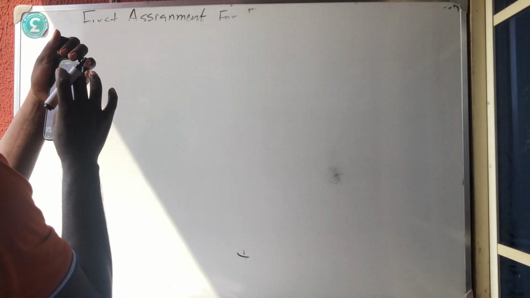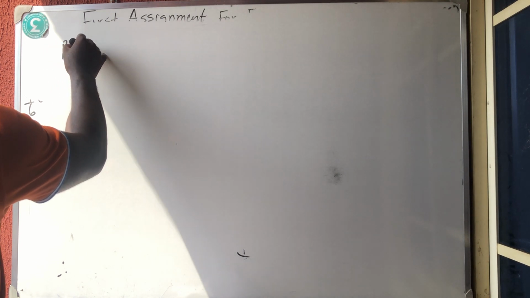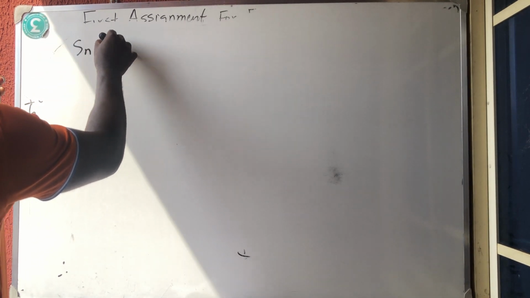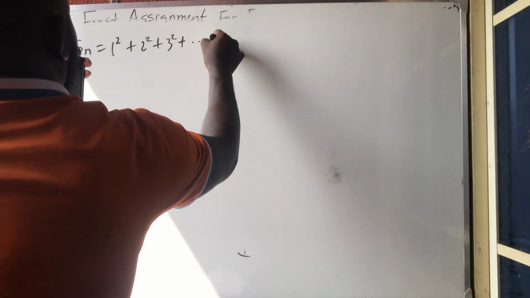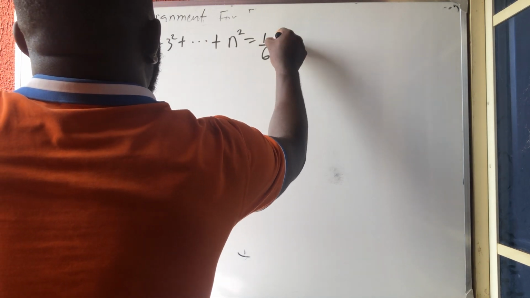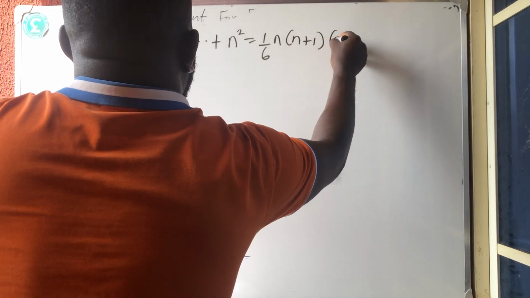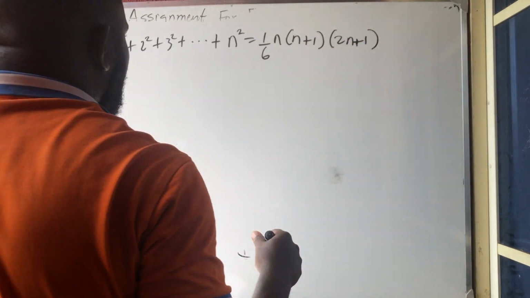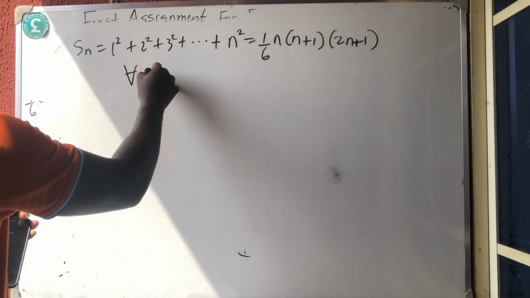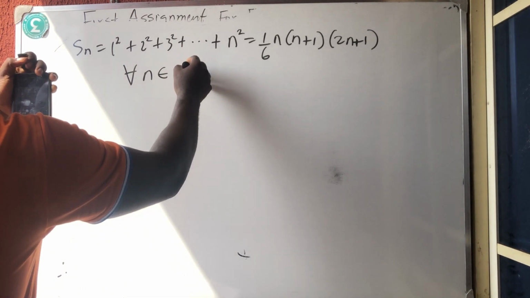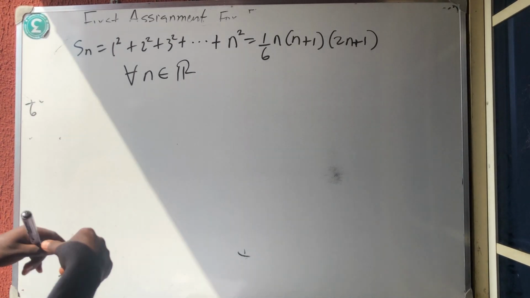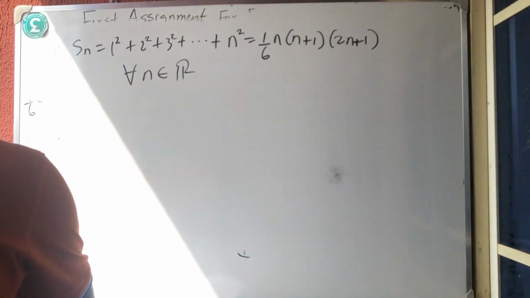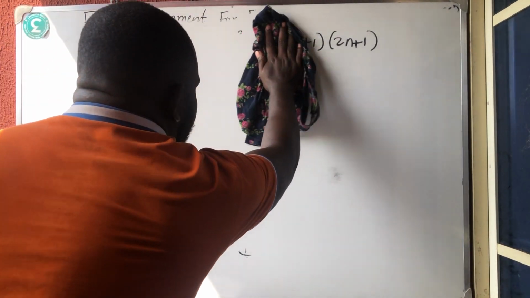Therefore Sn, which is equal to 1 squared plus 2 squared plus 3 squared plus ... plus n squared, is equal to 1 over 6 n into n plus 1 into 2n plus 1, holds for all n being an element of what? A real number. Is that what they gave us? Being an element of a real number. Or after this thing, you just write proved. If you don't want to write this statement, it's the same thing. Just write proved.